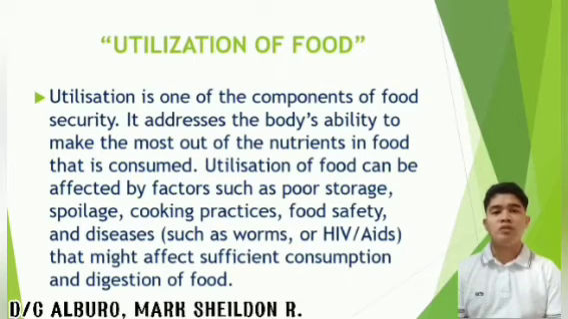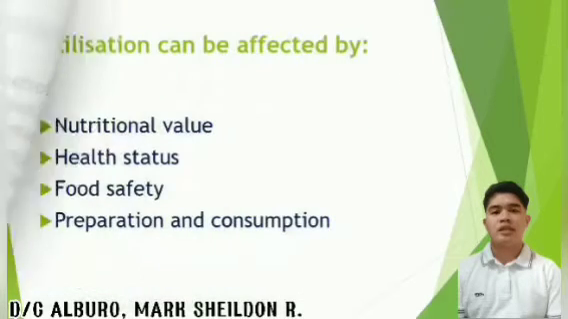Utilization of food can be affected by factors such as poor storage, spoilage, cooking practices, food safety, and diseases such as worms or HIV or AIDS. So, that might affect sufficient consumption and digestion of foods. People must have access to a sufficient quality, quantity, and diversity of food to meet their nutritional needs, but must also be able to eat and properly metabolize such foods.